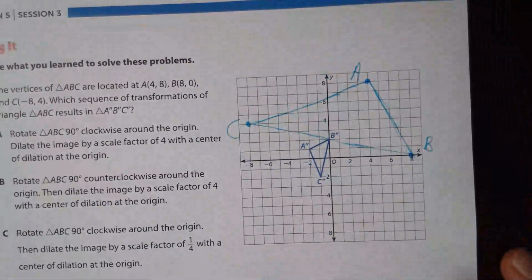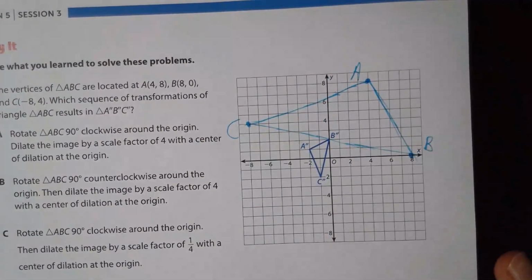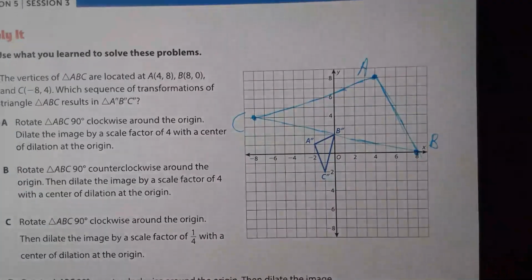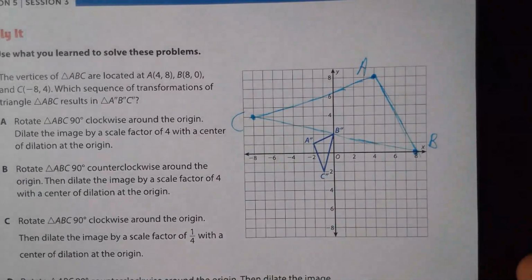And there is our triangle. Now, how do I get this here? Hopefully you've already thought about this. If you haven't, think about it first. But I want to see what I'm saying.